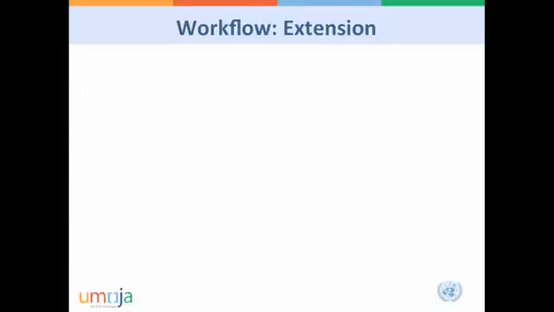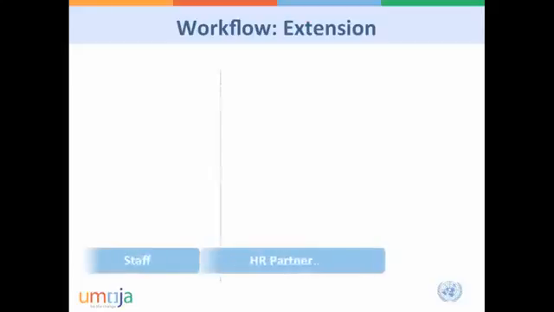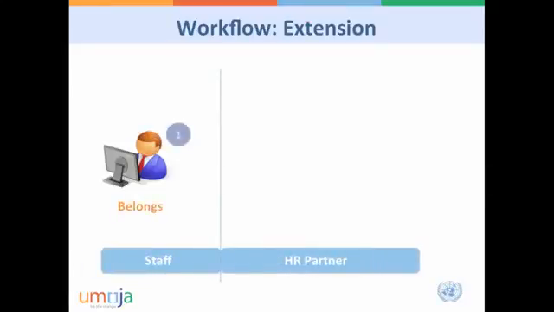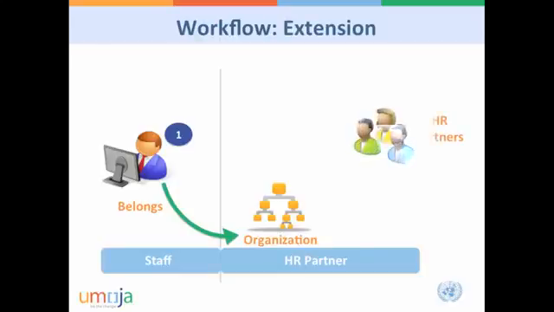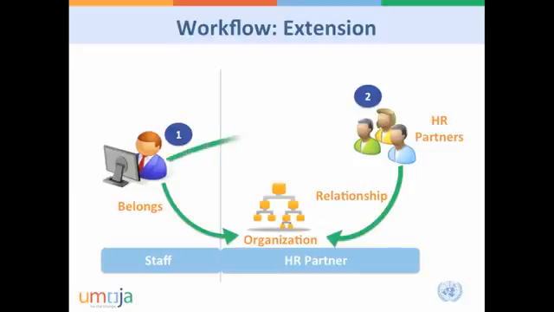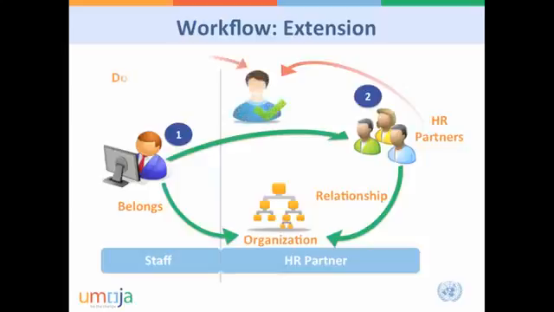Here is an example of high-level workflow in action in Umoja Extension 1. To enable workflow, the following conditions must exist. All staff members, number 1 here, must be identified with an organizational entity. A group of HR partners, number 2 here, must be assigned to the same organizational entity. When the staff member submits a request through employee self-service, the system routes the request to the assigned HR partners. One of them will then be able to pull out the staff member's request from the inbox and act on it.